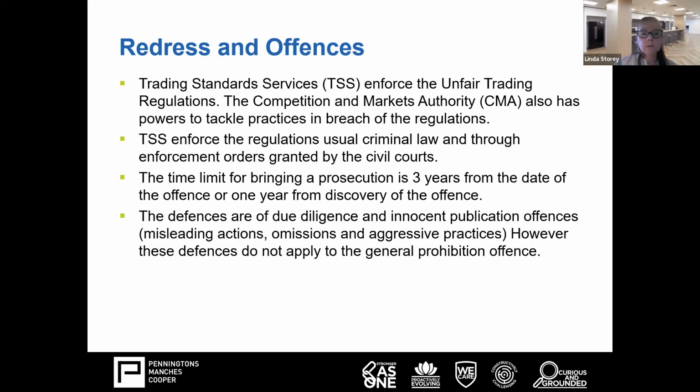So how does action take place? Well, essentially, it's trading standards, and they enforce the regulations. And the Competition and Markets Authority, the CMA, also has powers to tackle breaches through regulations. Now, trading standards enforce the regulations using both criminal and civil courts. And I've put there the time limit for bringing a prosecution is 3 years from the date of the offence or 1 year from discovery.